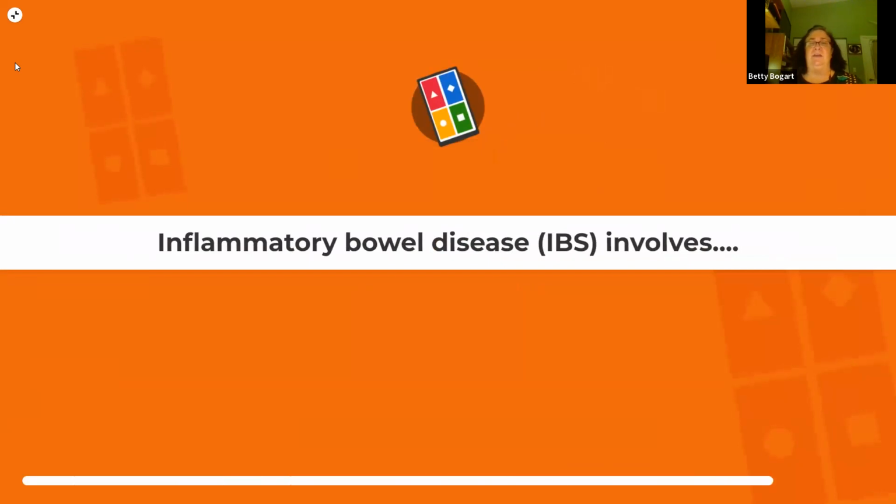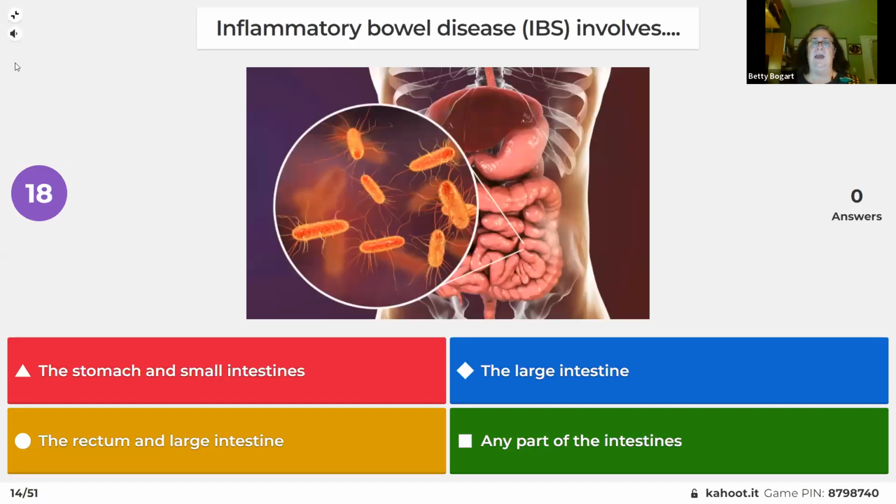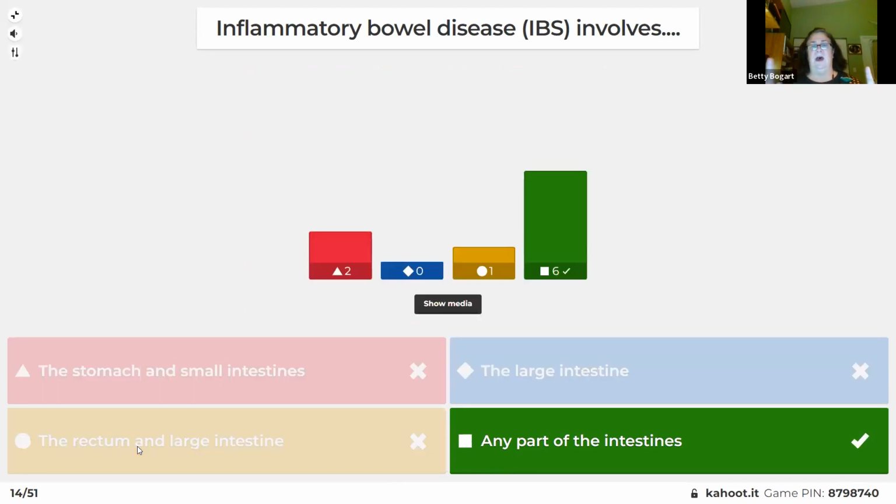Inflammatory bowel disease involves what? IBS. So IBS is, remember, mouth to anus, anywhere in between. It's all of it.